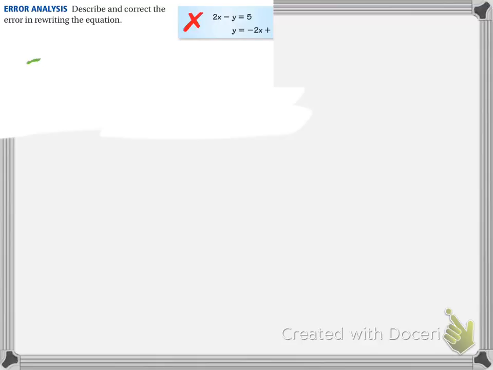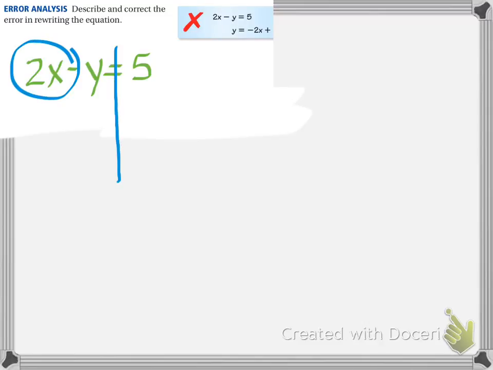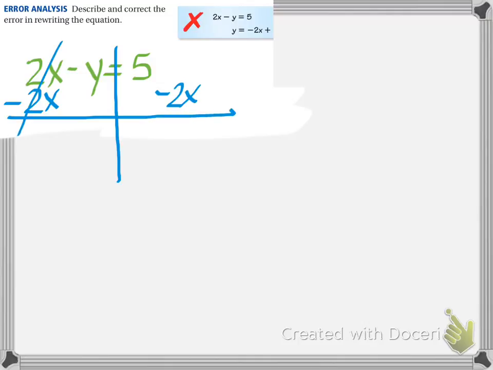So to do that, we need to solve the equations ourselves, and then we will see what we did differently. So 2x minus y equals 5. We are solving for y. So we need to get rid of the other term first. The other term is 2x. So the opposite of positive 2x is negative 2x. 2x minus 2x cancels out. So we have negative y equals 5 minus 2x. Oh, and this should say 5 over here.